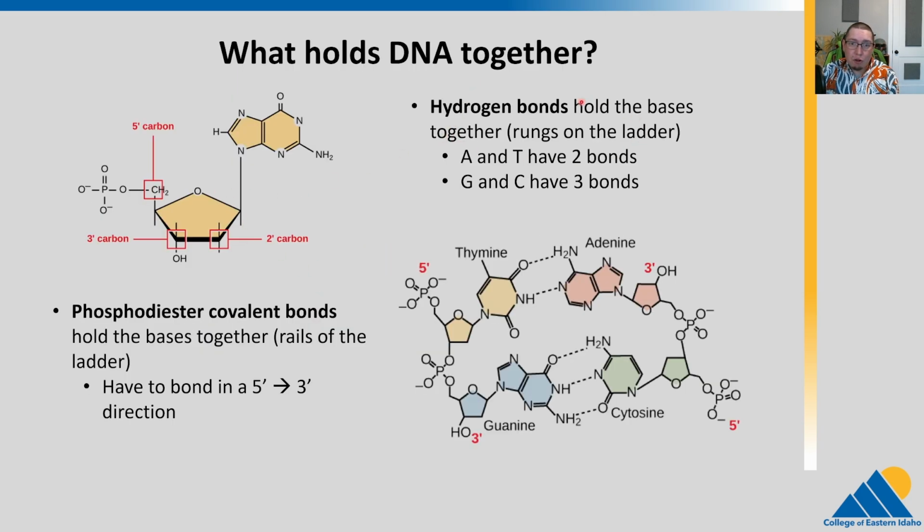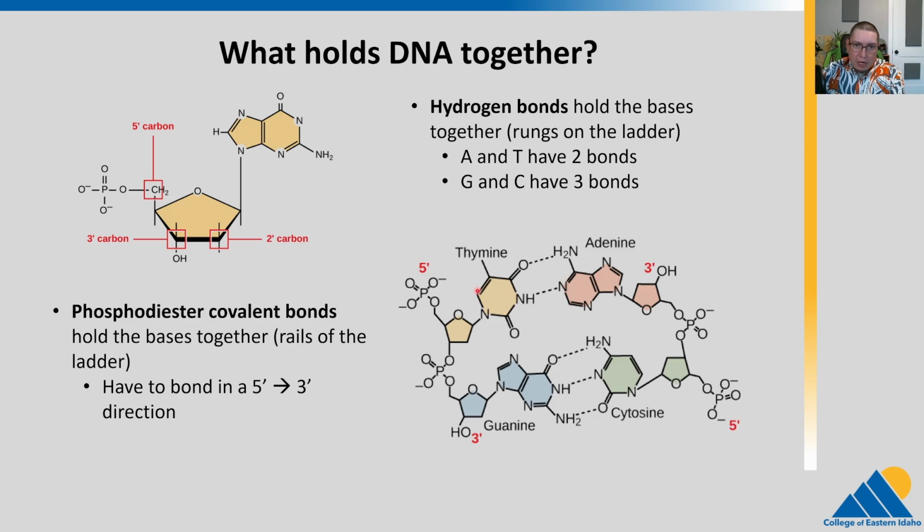So hydrogen bonds hold the bases together. Between A and T, there's 2 of them. Between G and C, there's 3 of them. And then the backbone, as it's called, is held together by covalent bonds. They're technically called phosphodiester covalent bonds. That's right here. It holds them together. What I want you to take from this is that there is a direction to them. They go in a 5' to 3' direction. So this one goes downwards and this one goes upwards. That will be important.